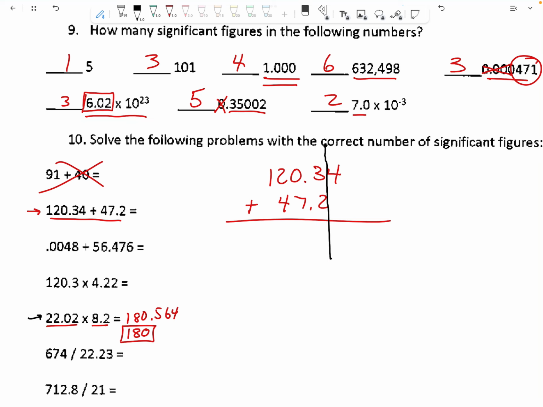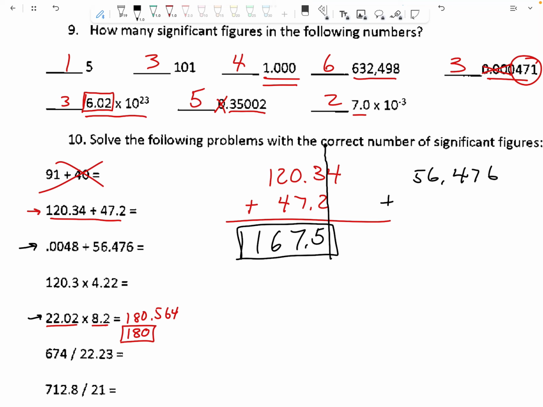So the 4 is out. They don't share that. So you really, all you have to do is add the remaining numbers, and you are set. And there's your answer, 167.5.